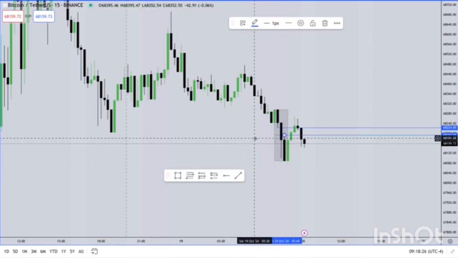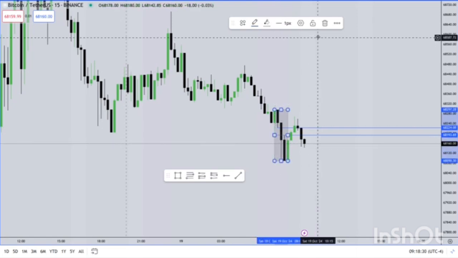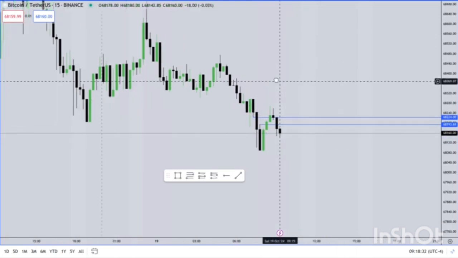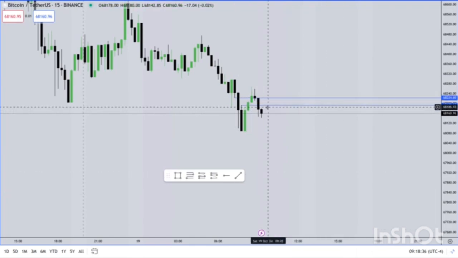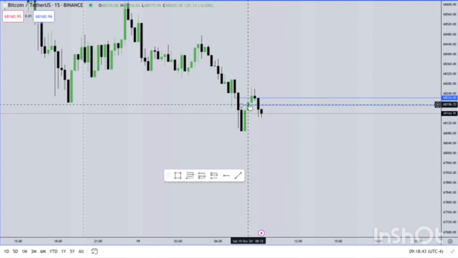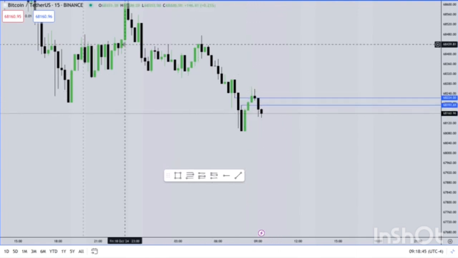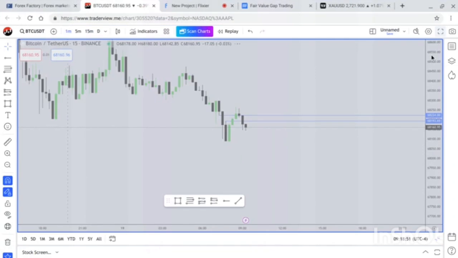Once you draw out that straight line, let me remove this. Now I've drawn out my straight line. Now I feel like I want to enter from here, because I like entry from the 15 minute time frame. So I'm going to reduce to the 1 minute time frame.